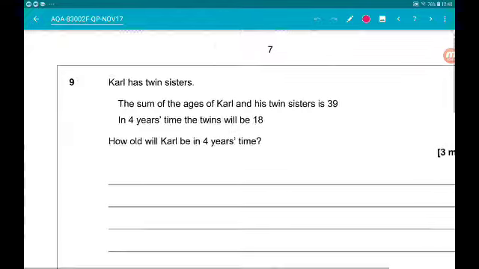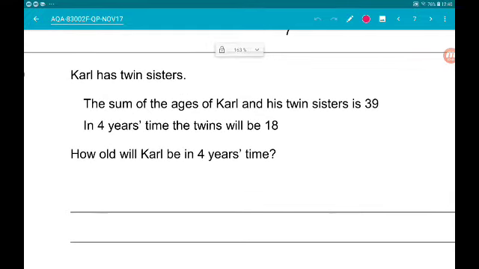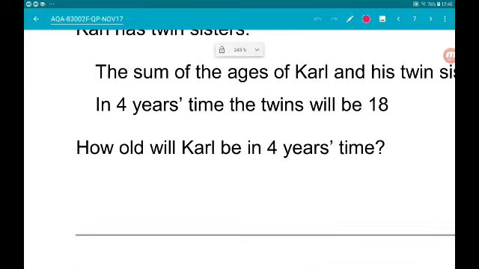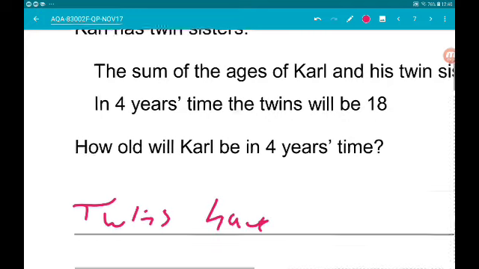Okay, question 9. Carl has twin sisters. The sum of the ages of Carl and his sisters is 39. In 4 years' time, the twins will be 18. How old will Carl be in 4 years? Okay, so twins have the same age.